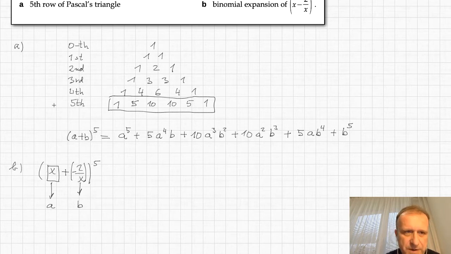Okay, so perhaps instead of using round brackets around the expression, I should go for a pair of square brackets like that. So this is our expression, and now we'll use this formula to write down the expansion.